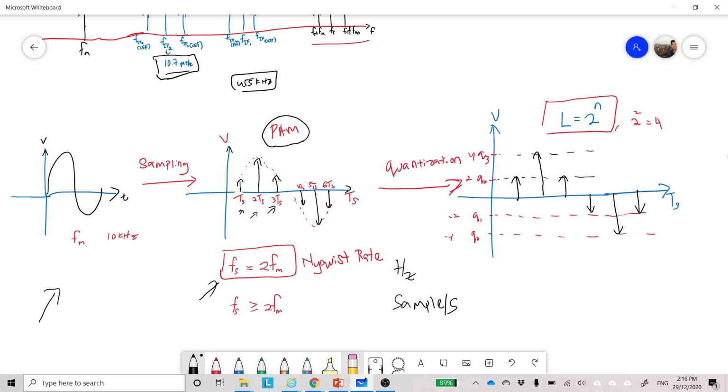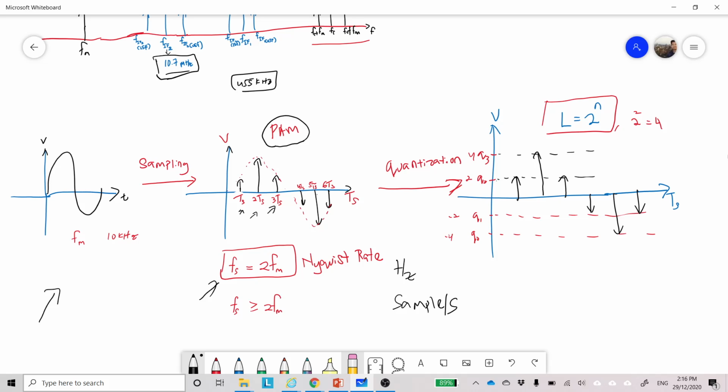Yang mana certain applications dia ada limit kepada bandwidth. So we cannot simply sample as much as we want, but we need to look at the maximum requirement of the bandwidth. Okay, so there's a trade-off. Okay, but we follow the Nyquist theorem. The minimum sampling rate must be at least 2 FM.